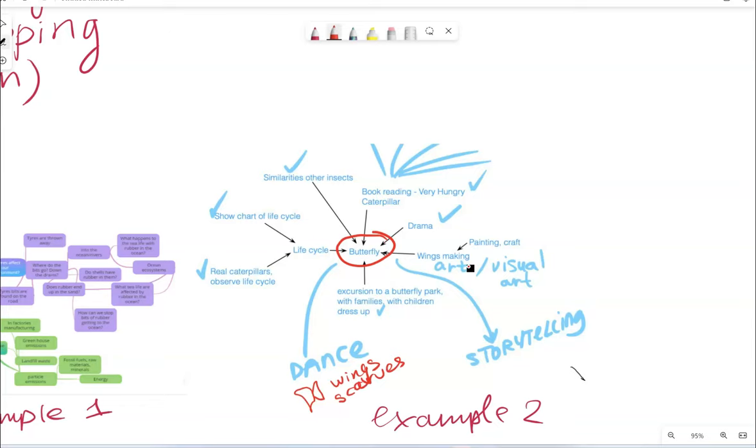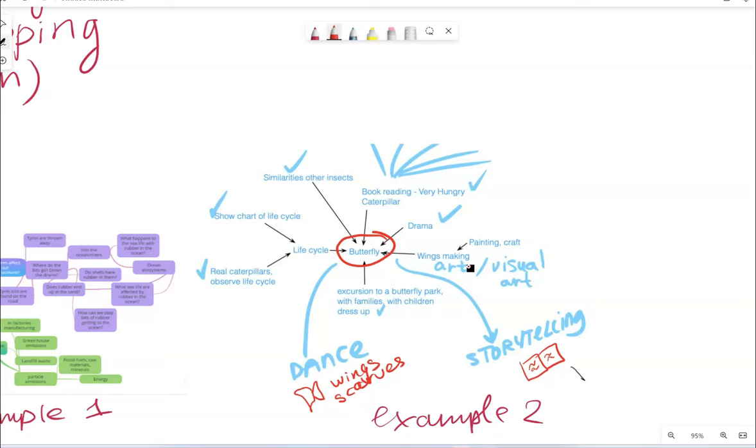You can think of some stories about butterflies, and the first one that comes to your mind might be The Very Hungry Caterpillar. Or you might have different stories that you will use puppets with. You also might consider some art, painting, visual art, and you can make wings. Or you can make some prints that are celebrating butterflies, or you can use mosaics. Whatever you are using for your project, you're going to write it down here.